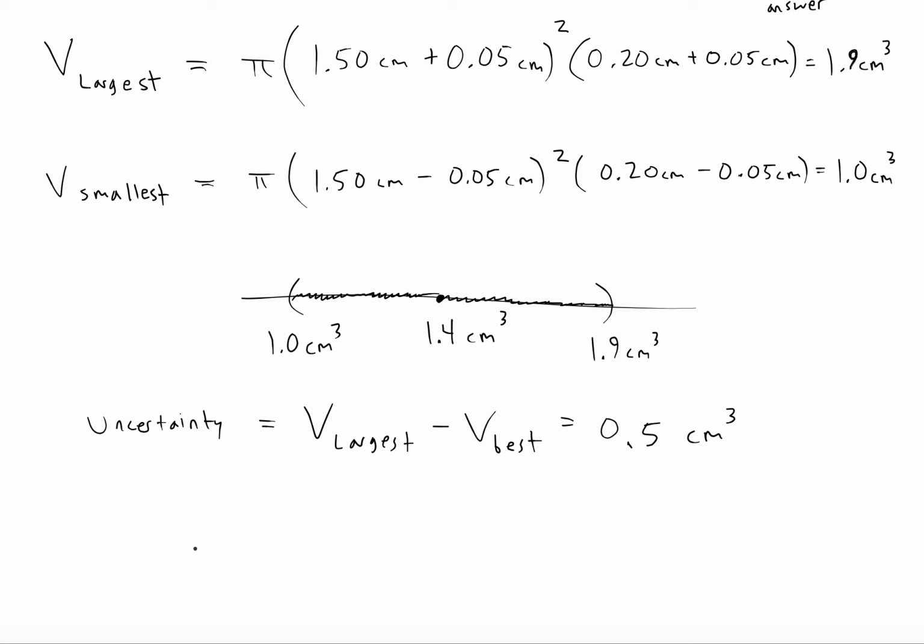So finally, when we give the answer, you want to say V plus or minus the uncertainty in V. It would be 1.4 cubic centimeters plus or minus 0.5 cubic centimeters.